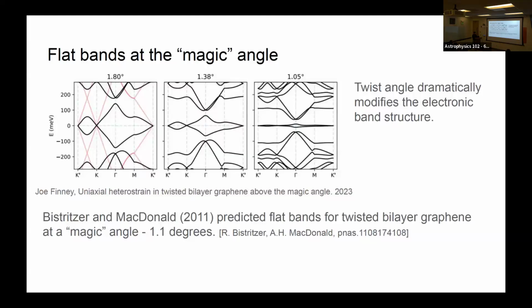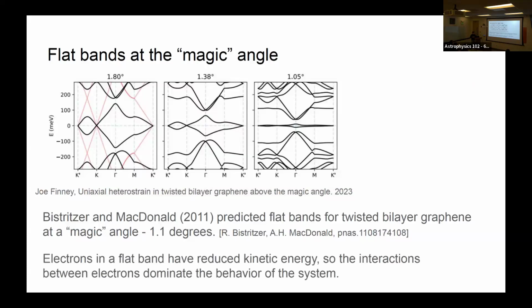And this is interesting because electrons in a flat band have reduced kinetic energy, since the group velocity of electrons is proportional to the slope of the band. So that's why the kinetic energy reduces. But this means that the interactions between electrons dominate the system, and you could perhaps see some interesting behavior.